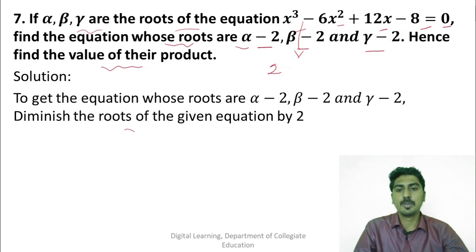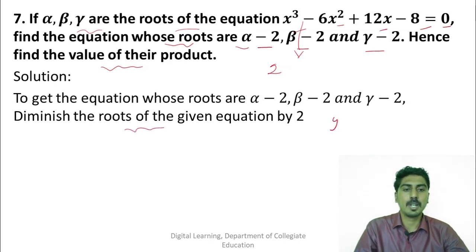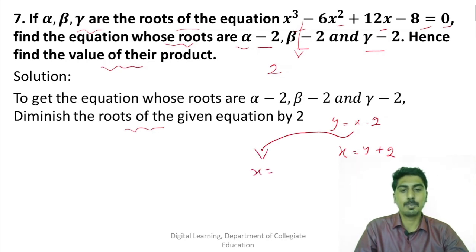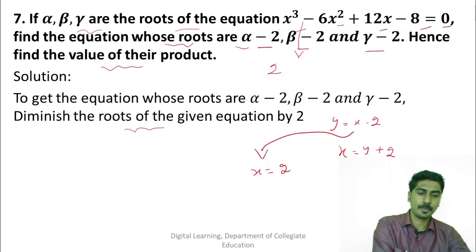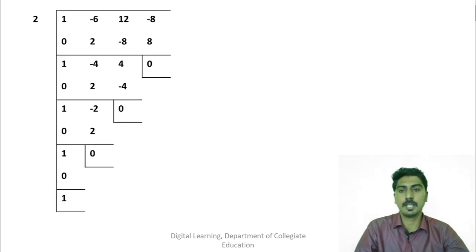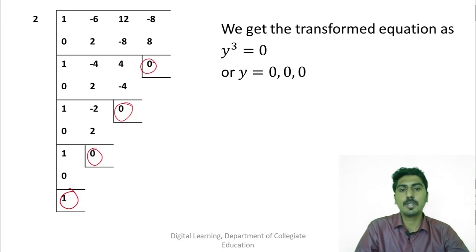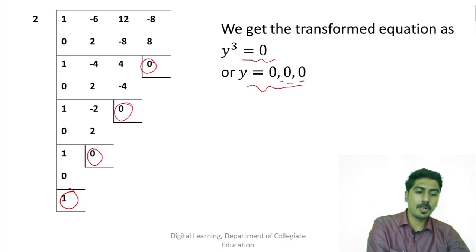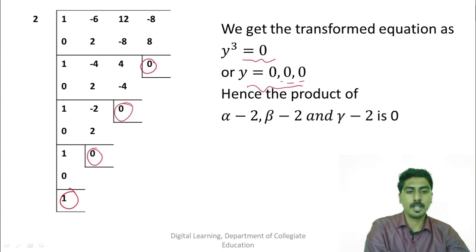To diminish the roots of this equation by 2, I put y equal to x minus 2, or x equal to y plus 2. To use synthetic division, I divide the corresponding coefficients by 2. When I use synthetic division, I get the remainders as 0, 0, 0 and 1. So the transformed equation is y cube equal to 0. So the roots are y equal to 0, 0 and 0. Hence the product of these roots is 0.